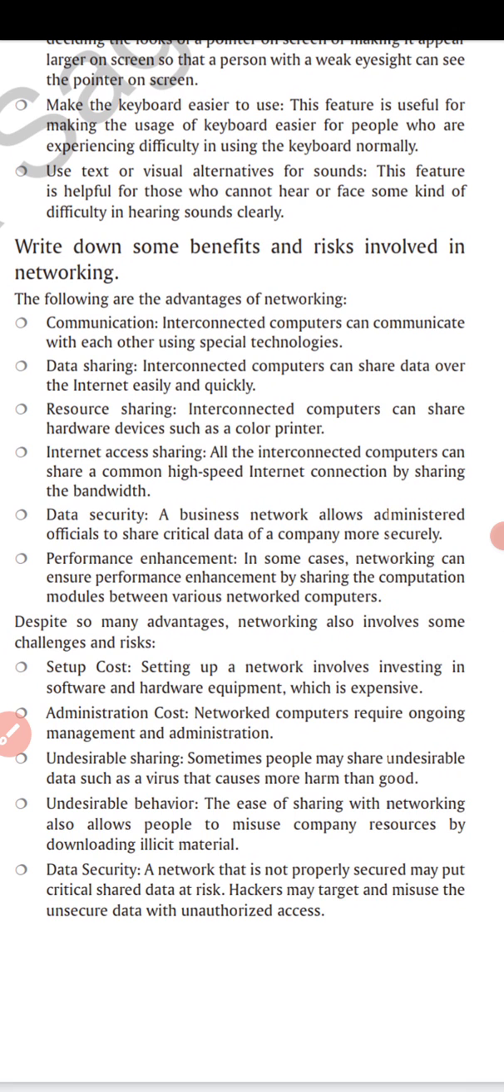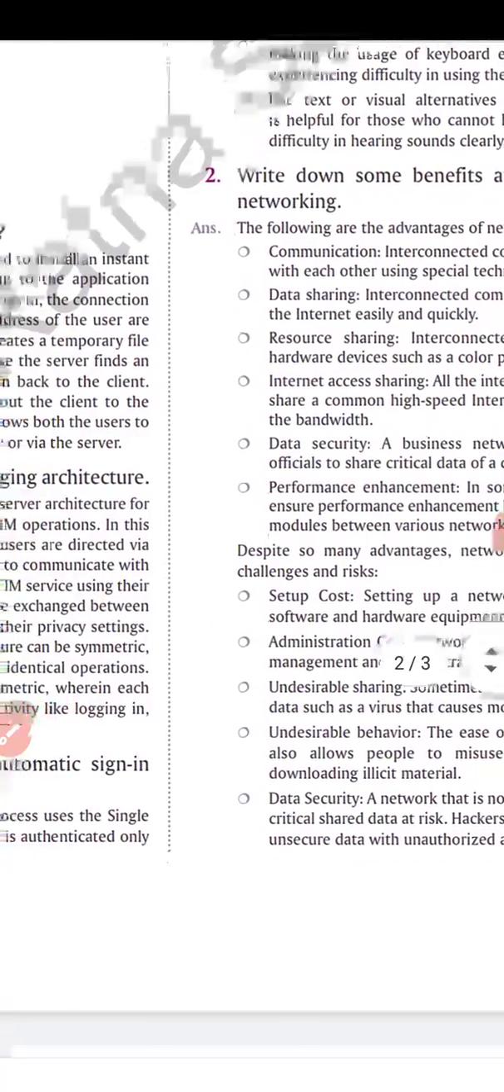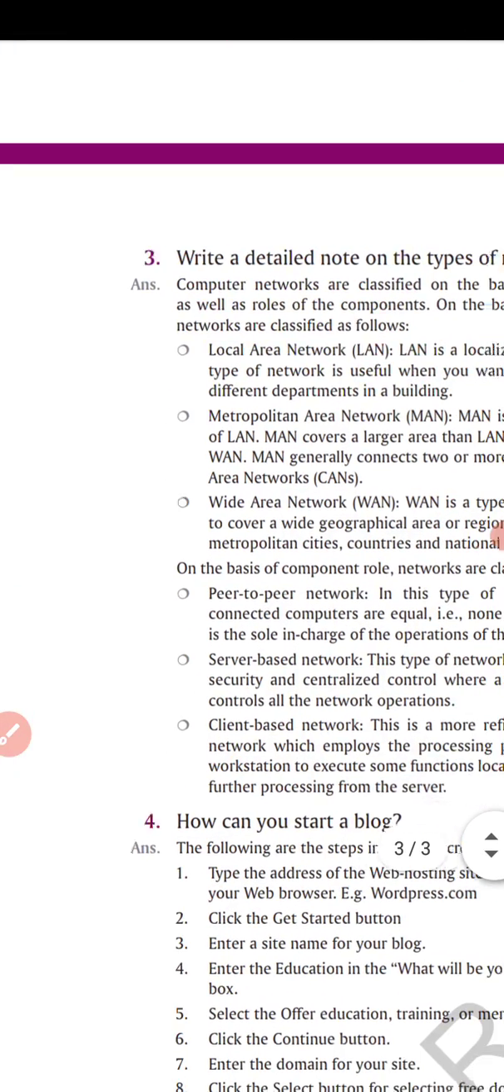Setup cost: if you have a large network, then the cost is very high. The administration cost is also a big problem with the network. And undesirable sharing: if you do not want to share something but a sharing option is available, that is undesirable sharing. Undesirable behavior also. Data security plays a very important role in any network. If you are not using proper and secure data security, then you will find problems there.